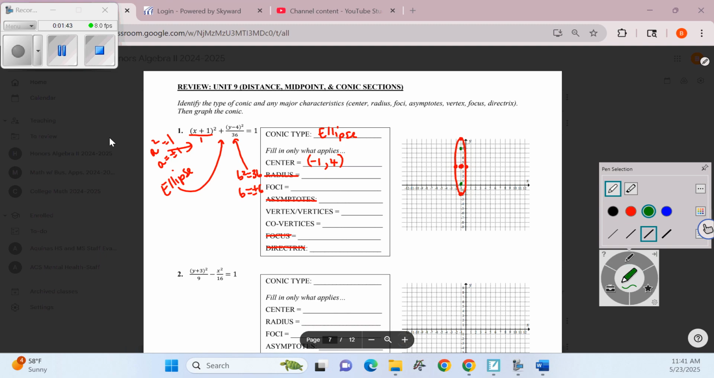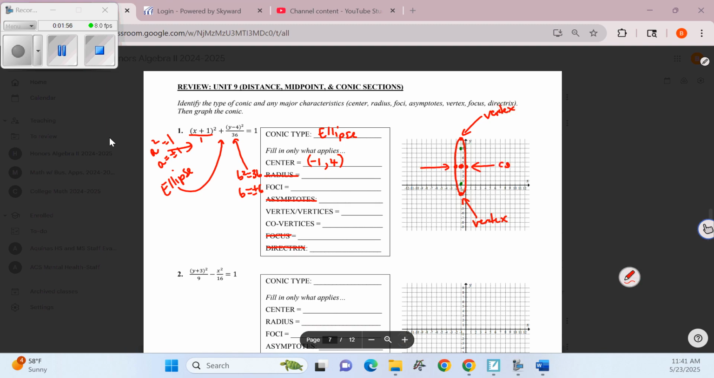So we could probably fill in the vertices here. Vertices are going to be the elongated direction. So this is a vertex and this is a vertex. And then the co-vertices would be these guys. So let's actually just identify those. So our vertices would be (-1, 10) and (-1, -2). Our co-vertices would be at (0, 4) and (-2, 4).